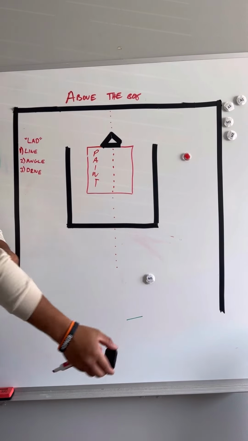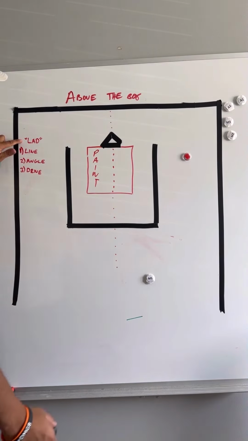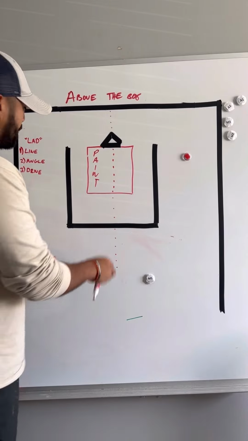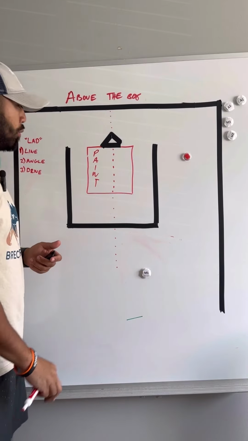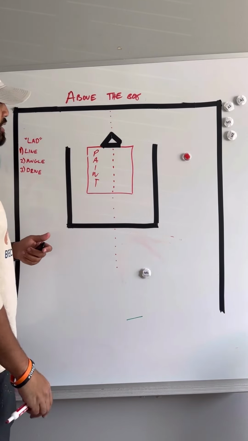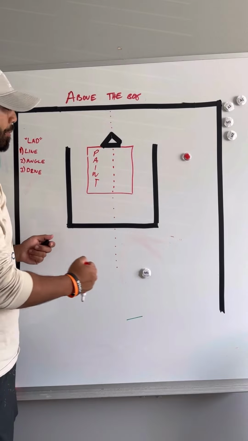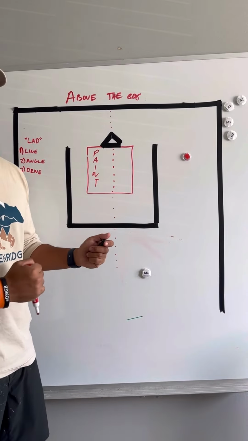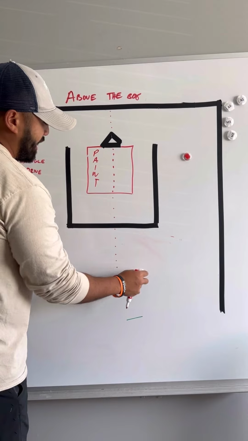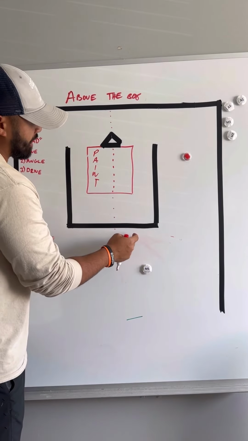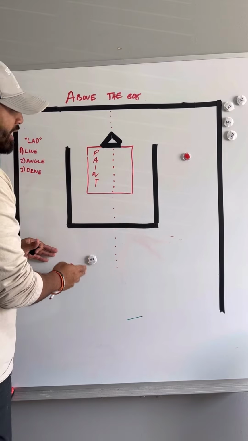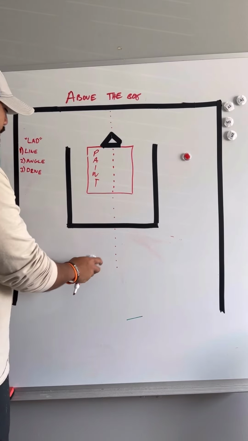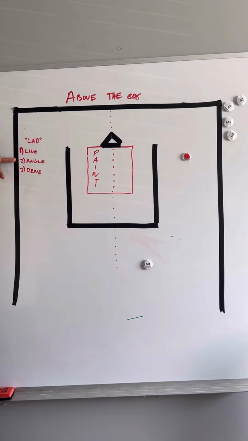When we're defending above the box, we want to think of the word LAD, which stands for line, angle, drive. So the first one is line. When we're defending, so let's say we're defending M1 right here, we want to create an imaginary line splitting the middle of the field. And this is going to help us determine which side we want to force our offensive player. If M1 is on the right side of this line, we want to keep him on the right side of the field. If he's on the left side of the line, we want to keep him on the left side of the field.